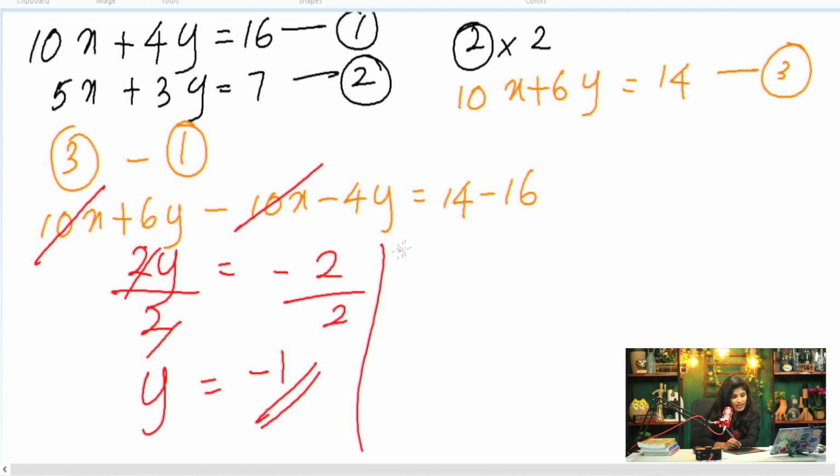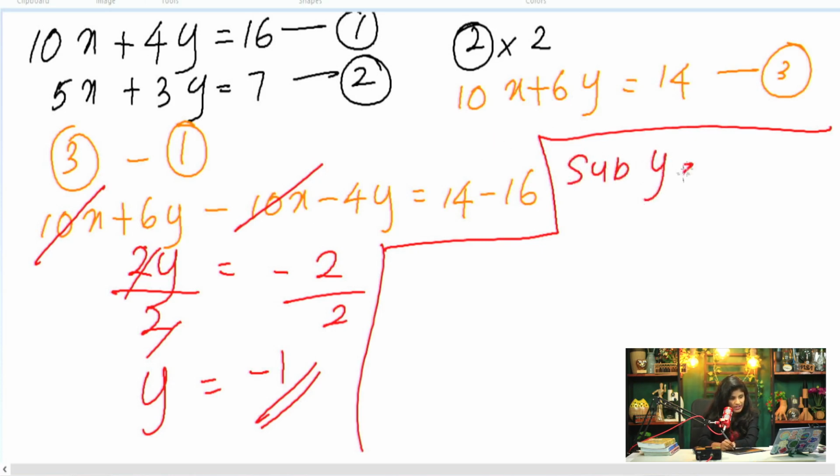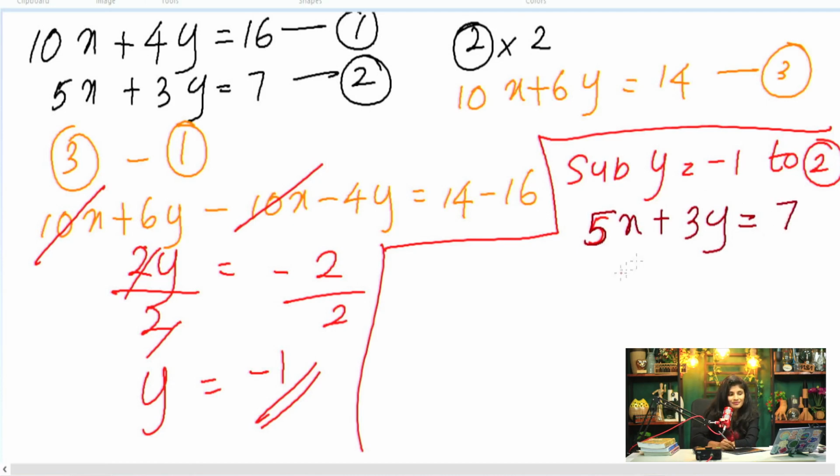So I will use the value of y to find x. I will use equation number 2. Substituting y equals negative 1 into equation 2: 5x plus 3y equals 7. So 5x plus 3 multiplied by negative 1, which means negative 3, no? Negative 3 equals 7. I will take this negative 3 to the other side.